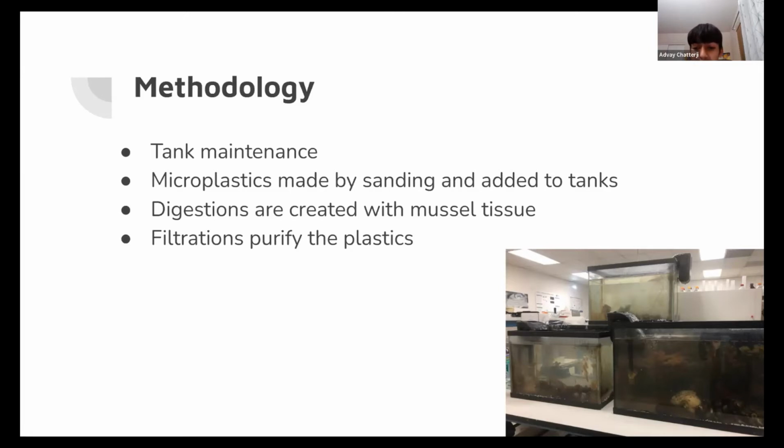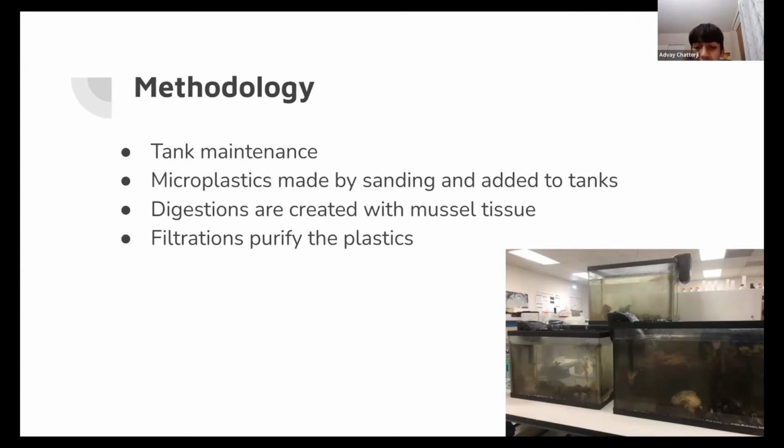Using an orbit sander, microplastics were created by sanding plastics types 1 to 5. The microplastics we created were routinely added whenever water changes occur. The tanks were routinely maintained with water changes, removing dead mussels and cleaning the tanks. We used mesh to prevent microplastics from being filtered out.